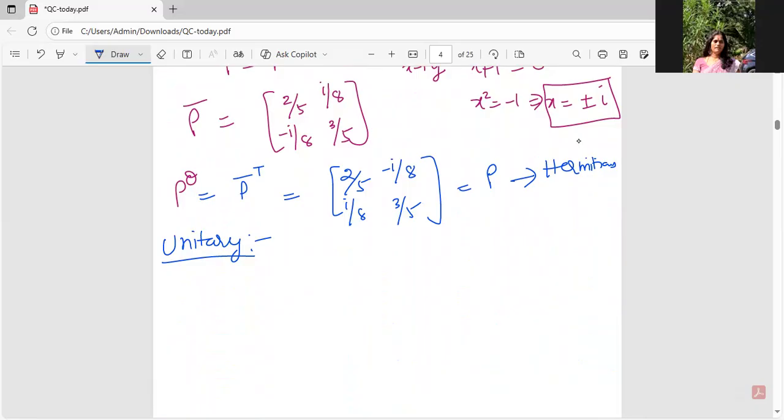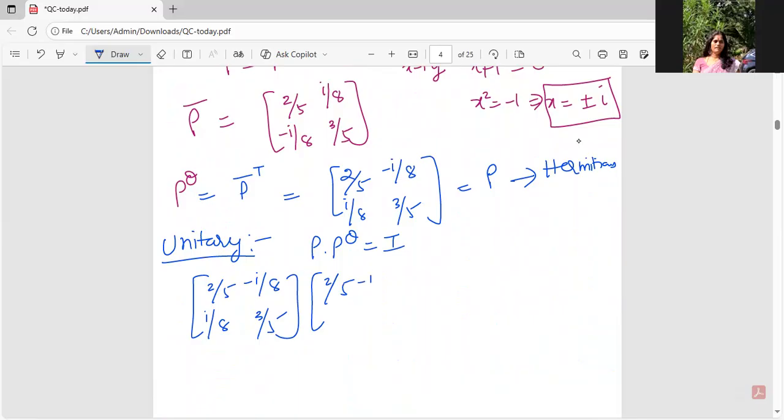Now coming to unitary, what I need to check is rho into rho dagger is equal to I. I already have rho and rho dagger, both are same. Let me check. Okay. 2 by 5, minus i by 8, i by 8, 3 by 5, into 2 by 5, minus i by 8, i by 8, 3 by 5. Does it come to 1001 is what I check for. If it comes, then it is unitary, otherwise it is not.